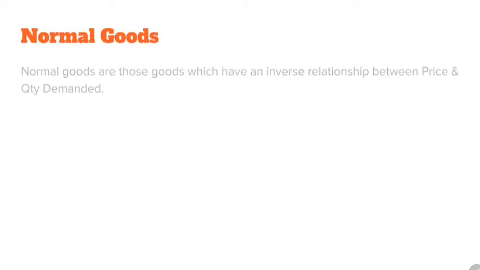Normal goods are those goods which have an inverse relationship between price and quantity demanded. As the price of a good increases, correspondingly the demand for that good will decrease in the case of a normal good. So that's called a normal good.